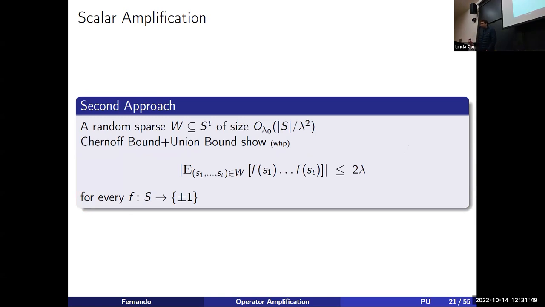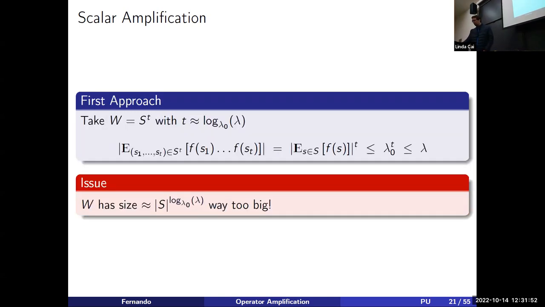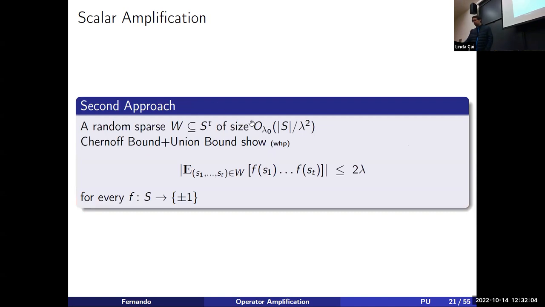Okay, and then a second approach. We saw that we hit the correct lambda with this D, but it was too dense. So one thing that you can do is to subsample. Let's take a sparse collection of this instead of taking everything. If you take a sparse collection of about this size, you can run a Chernoff bound plus union bound to show that with high probability, for every function of this form that we have, the amplification is going to be about correct. And this is about the correct size. So if you have two to the size of S functions like this, and you take a collection of about this size, Chernoff bound plus union bound gives a bias of about this much. Okay, very good. But what is the issue?